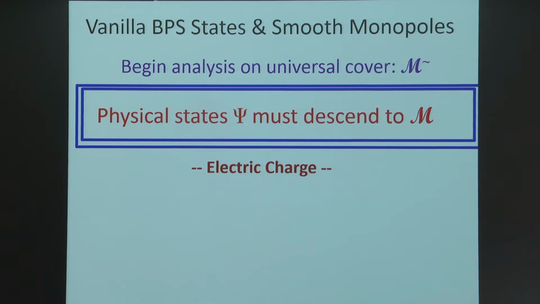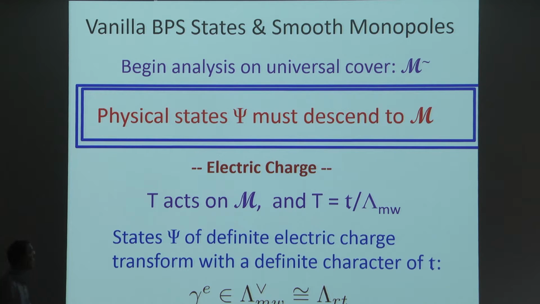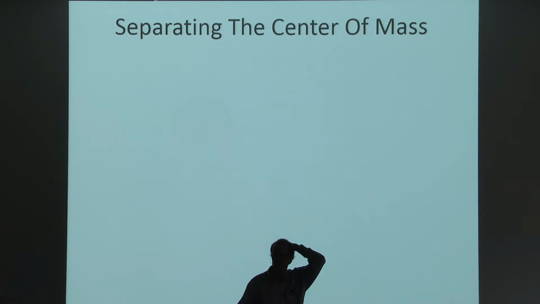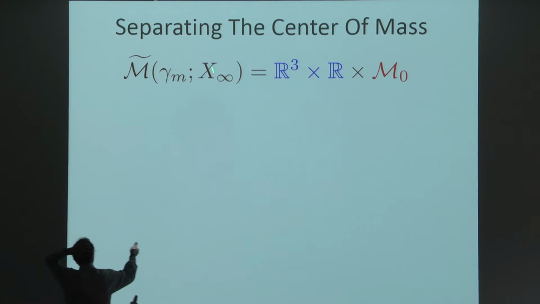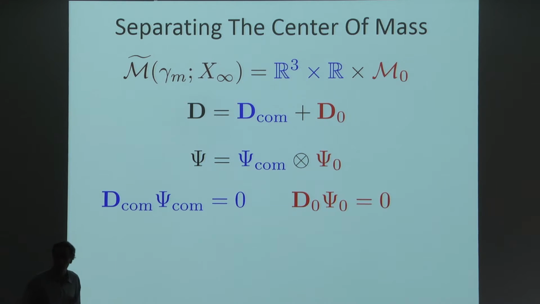Now, the story for the electric charge is exactly the same. T acts on M, T is little t mod MW. States of definite electric charge transform in a definite character, which is in the root lattice. All that's exactly the same. But then we have to separate out the center of mass degree of freedom, for a reason I'll explain on the next slide. What I mean by that is the universal cover is metrically R4 times M0, the strongly centered space. So we have to separate variables. We have to separate the Dirac operator and the spinors and solve the separate equations.